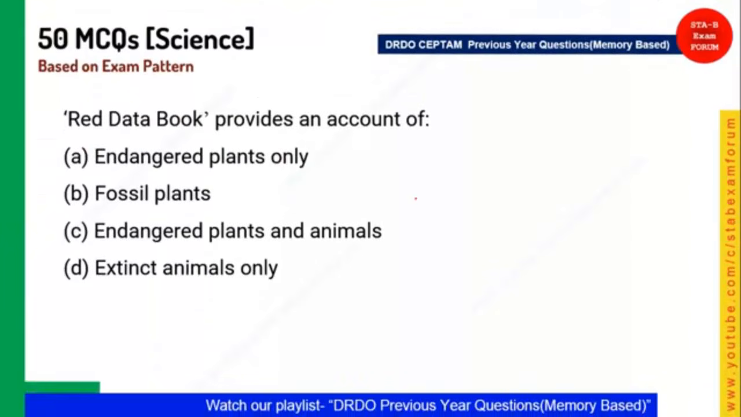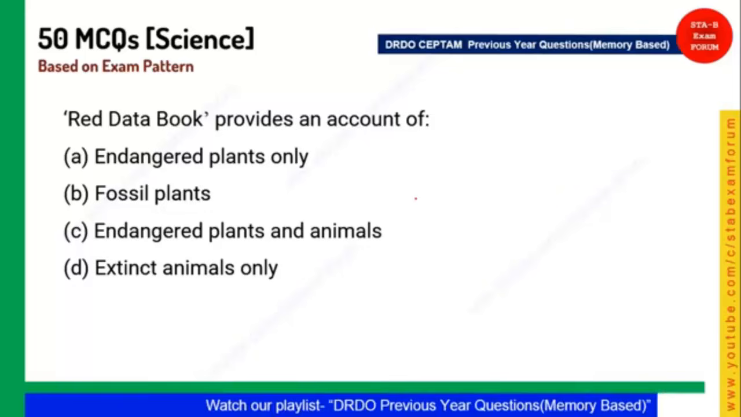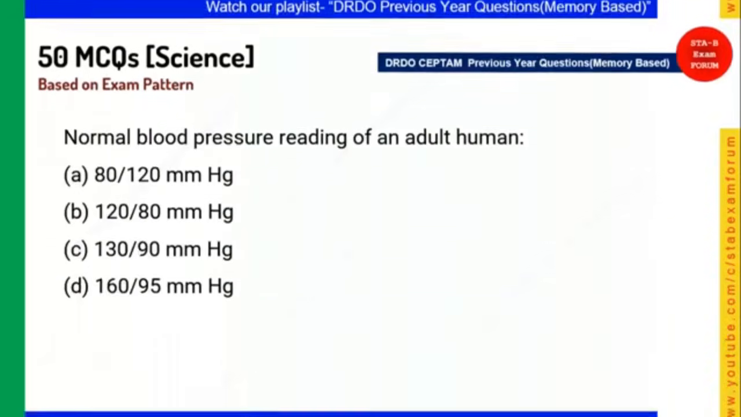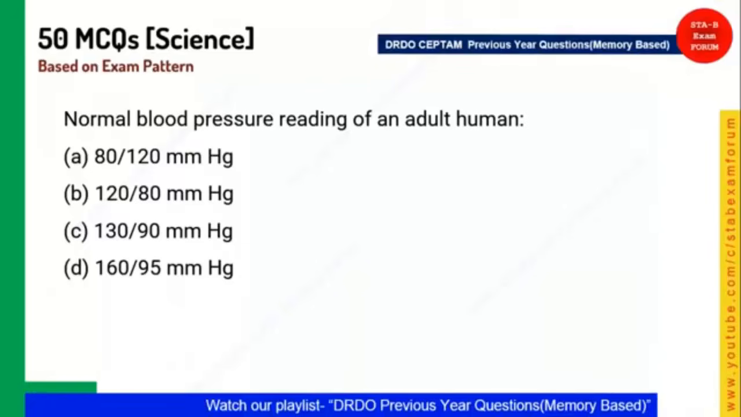Coming to the next question, red data book provide an account of which of the following? Okay, there is a book called red data book, that make a separate account for endangered plant and animal species. So it capture all the plants and animals all over the world, that which animals are endangered, which are endemic. So option C is the correct answer. A very simple one, student.